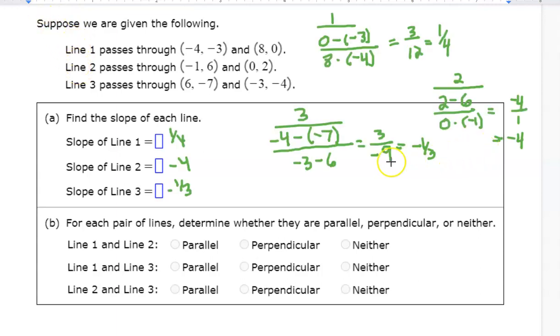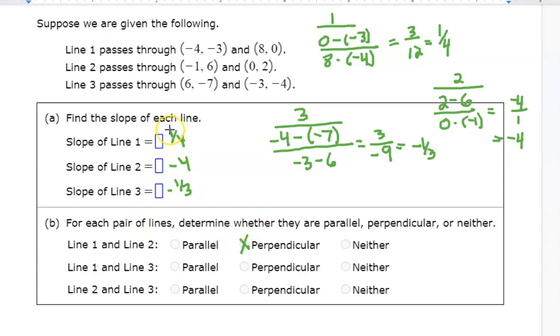Okay, so after coming back, doing your calculations, you should have a slope of line 1 as 1/4, a slope of line 2 is -4, and a slope of line 3 is negative 1/3. Okay, you can see my calculations here for lines 1, 2, and 3. So let's take a look at our relationships. So line 1 and line 2, 1/4 and -4. Well, I've got a negative reciprocal, perpendicular.